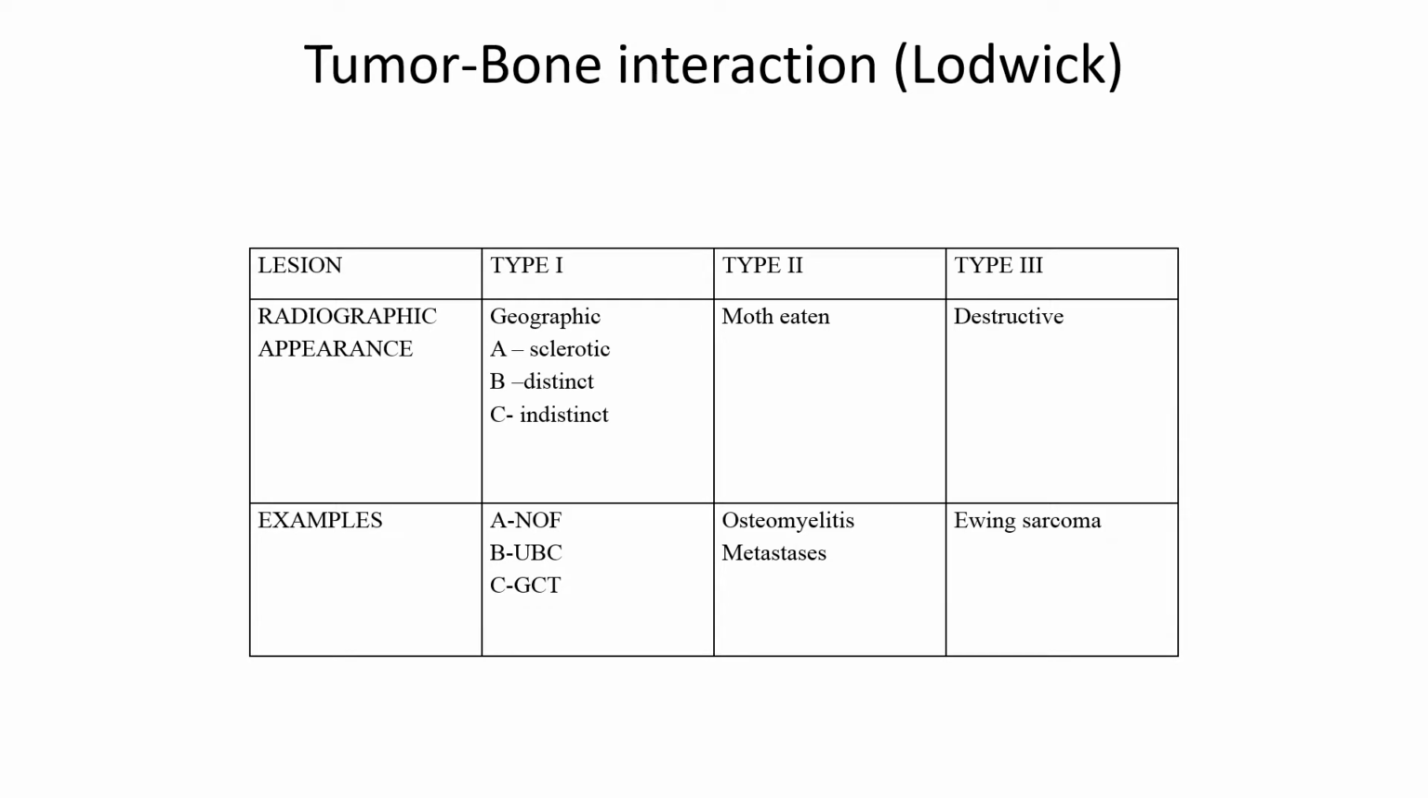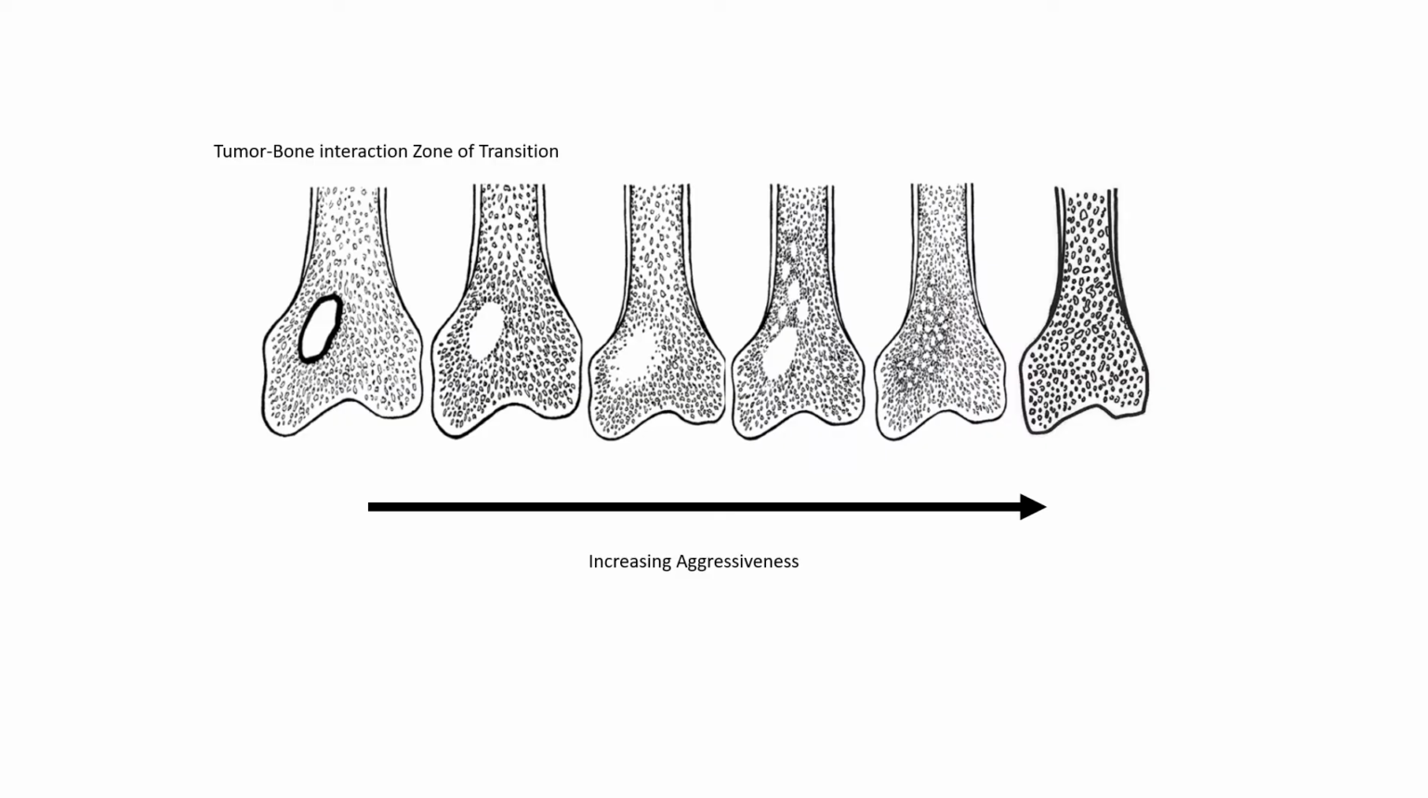Tumor-bone interaction, as described by Lodwick, helps describe the zone of transition. It's not important to understand the type and number more than it is to understand the progression from a benign entity to a highly malignant entity. This is an example of the tumor-bone interaction and zone of transition and how tumors progress and are more aggressive.